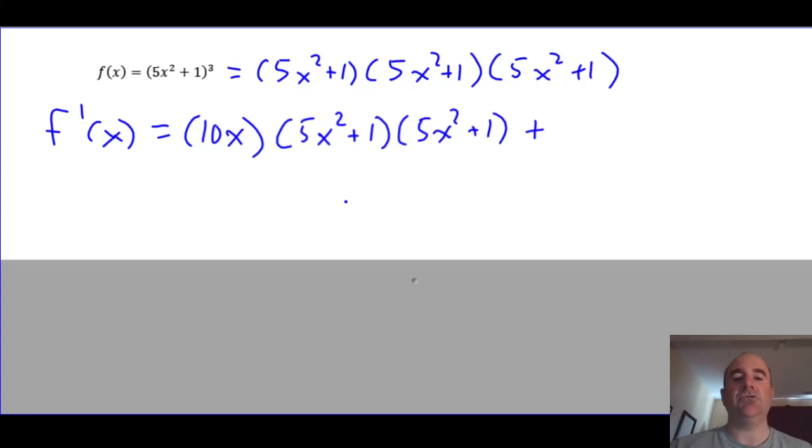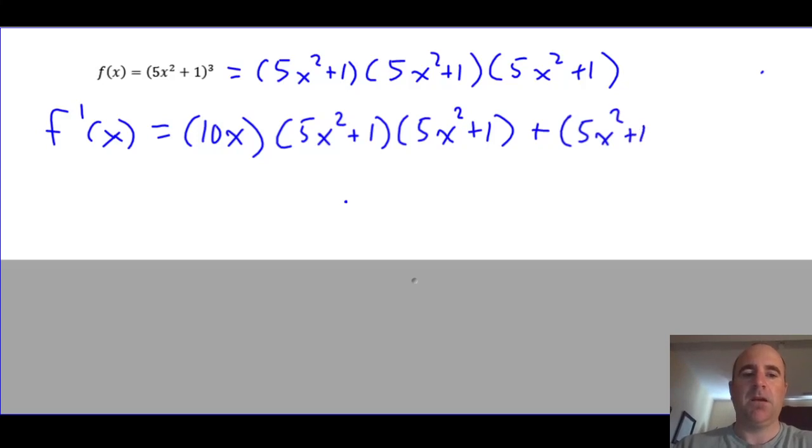And then you do the first times the derivative of the second. Okay, so you've done the first derivative times the second, which is all this stuff. Well, now we do the first, 5x squared plus 1, and we times that by the derivative of the second. Well, if the second is all this stuff, then we have to apply the product rule again. So what ends up happening is you just end up doing the product rule another time.